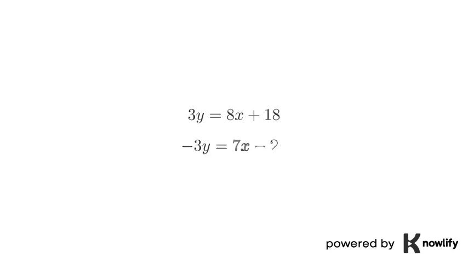Our first move is to simplify. Notice how the left side of the first equation is positive 3y, and the left side of the second is negative 3y. This is perfect for elimination. When we add them together, the 3y and negative 3y terms cancel out, leaving us with a much simpler equation.